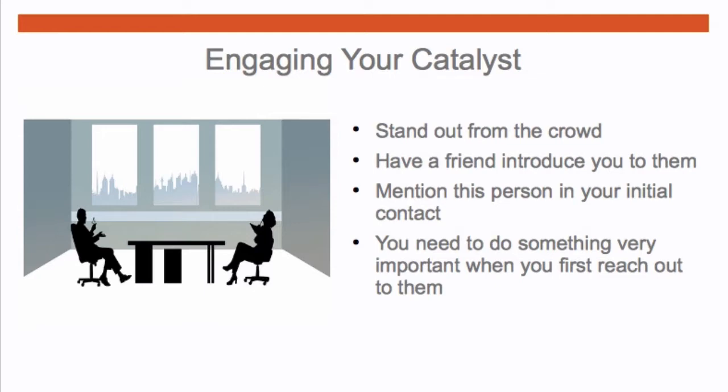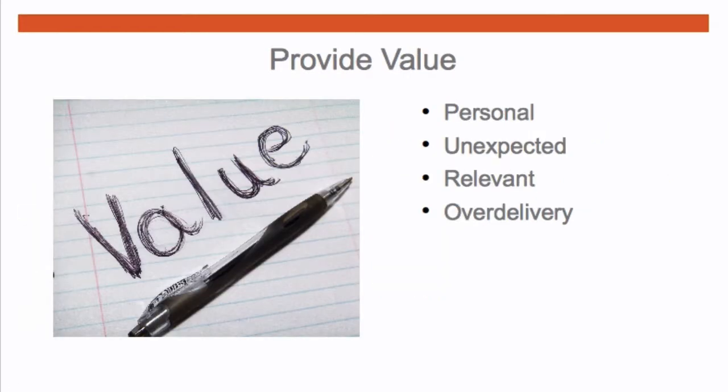You can mention this person when you first approach the catalyst. But what do you say to the catalyst when you first approach them? What you do is, again, like I mentioned at the top of this session, you provide value. When you want something from someone else, not only should you be polite, you should give them something they value in exchange.